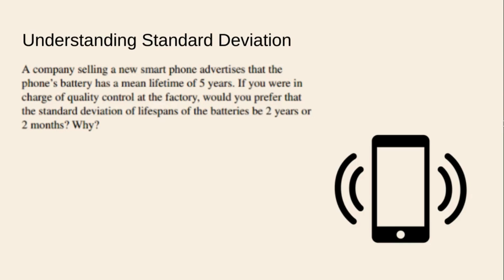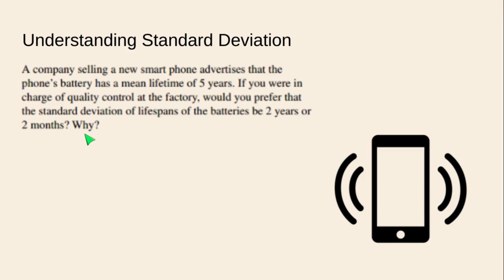So this is more of a comprehension question. Want to make sure you understand what standard deviation refers to. It is a measure of spread. Let's see if we can apply it. A company is selling a new smartphone, and it advertises that the phone's battery has a mean lifetime of 5 years. Cool. If you were in charge of quality control at the factory, would you prefer that the standard deviation of lifespans of the batteries be 2 years or 2 months? And why? Take a moment, think about this one, unpause the video when you want my take.